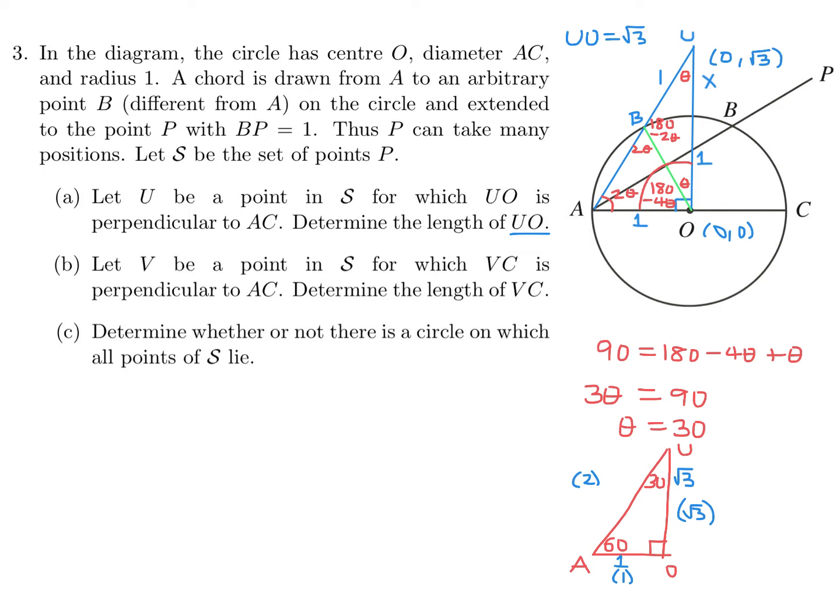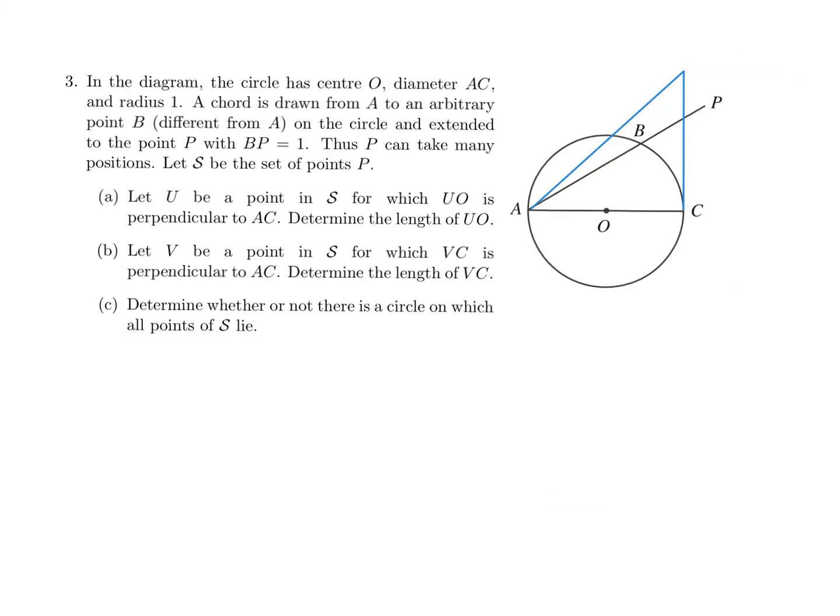Okay, part B. Let V be a point on S for which VC is perpendicular to AC. Determine the length of VC. Okay, so we can use the same sort of formula, but this time the position is different. So in this part B, we've got this situation where V is now up here, and when you draw that line VC, it's perpendicular to AC like this. So they want you to determine the length of VC.